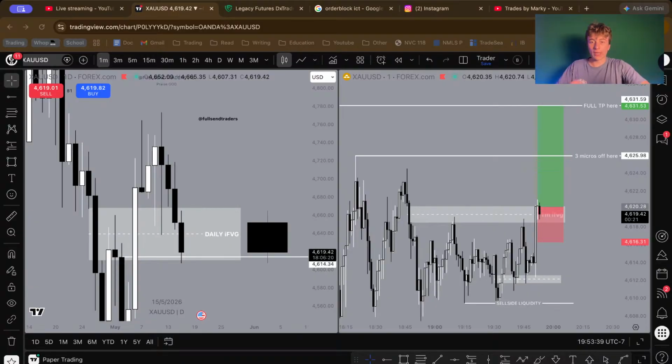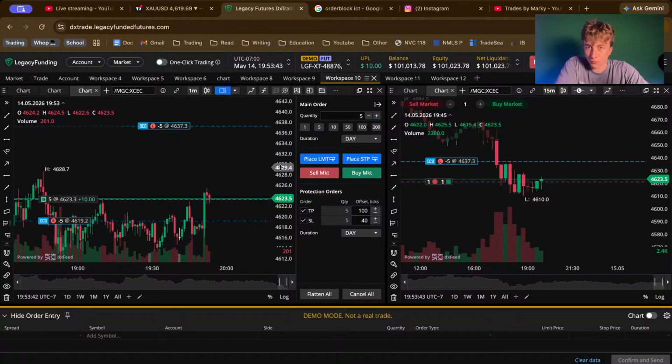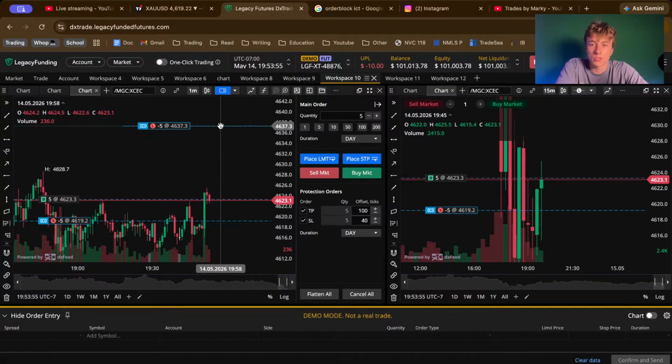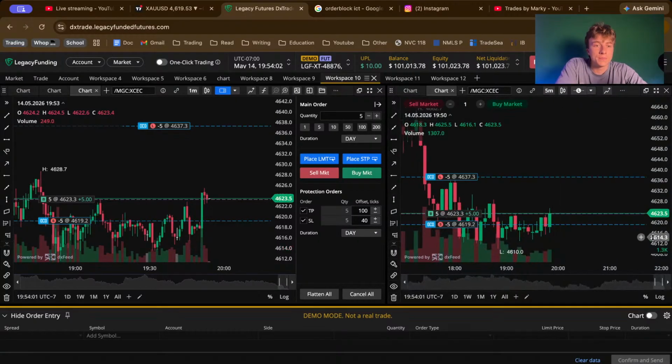Can you show again in Legacy? So our entry is at 4623.5. Our stop loss is at 4619.2. Our take profit is at 4637.3. Let's go down to the 5-minute over here.